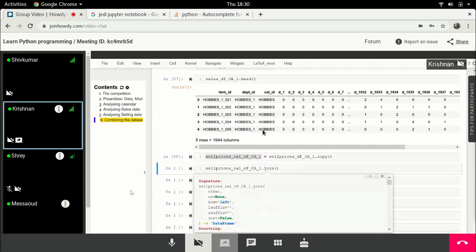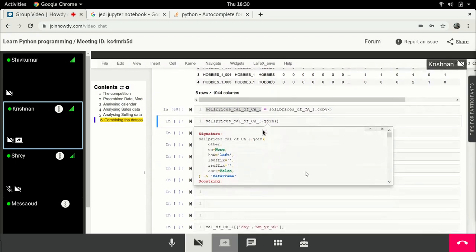Okay, I'll just explain. The left join means that the left data frame, which in this case is sell prices CalDF, is the reference data frame. And we pick out all the rows from the right data frame such that the rows have the same common elements as the column on which we are joining, right? So the left data frame will be complete. The right data frame may have some NaNs, right? It may have some NaNs because there may be some elements that may not exist.